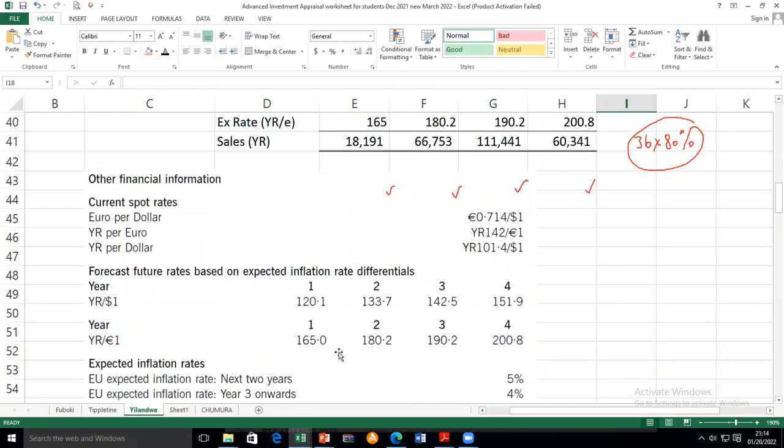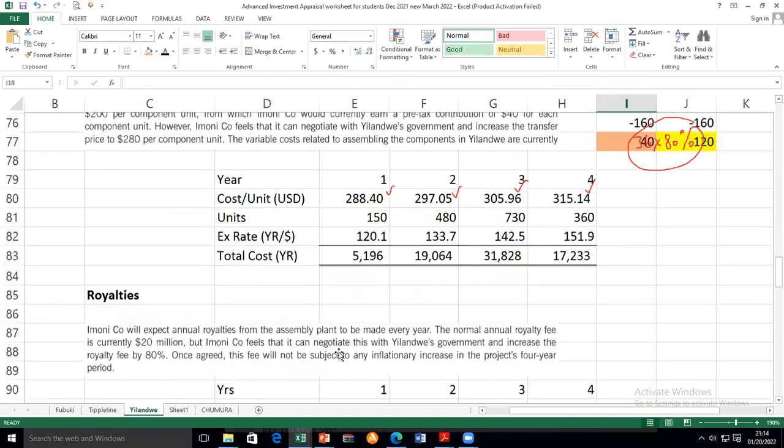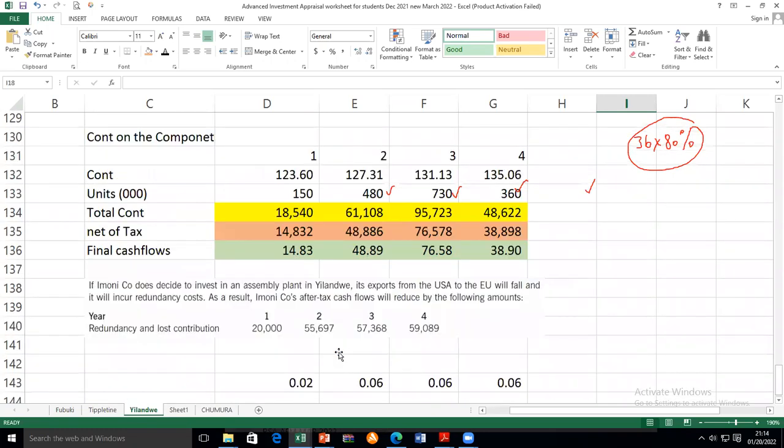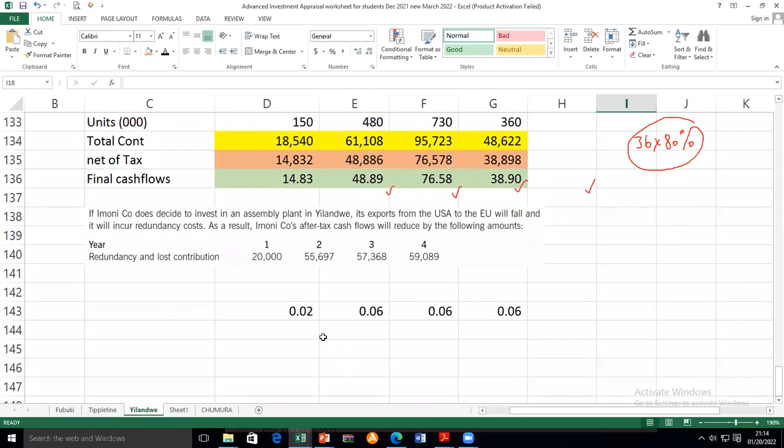Opportunity cost. There was an opportunity cost, lost contribution. The opportunity cost is here. Redundancy and lost contribution, 20. Now, these figures, we're reporting them in millions ourselves. So we need to take these figures and convert them to millions, because our workings are in millions.